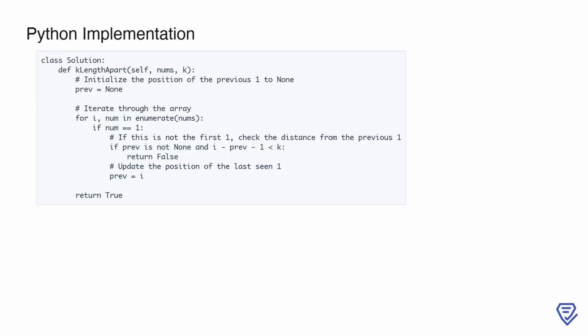4. Returning the result. If the loop completes without finding any distance violations, the function returns true, indicating all 1's are at least k places apart. Efficiency. The function runs in O(n) time, where n is the length of the nums array, because it processes each element exactly once. The space complexity is O(1), since no additional data structures are used. This implementation handles all edge cases, such as arrays with no 1's, arrays with only one 1, and arrays where the distance condition is satisfied throughout.